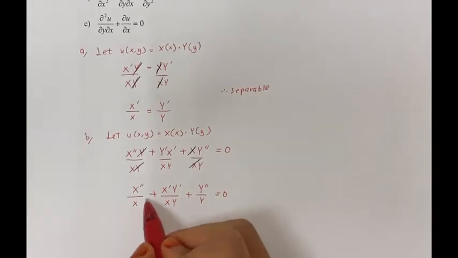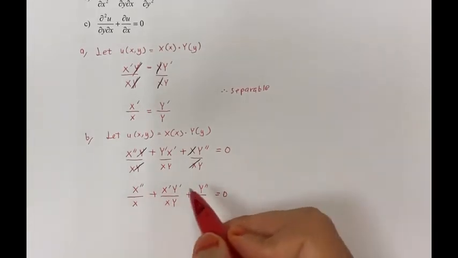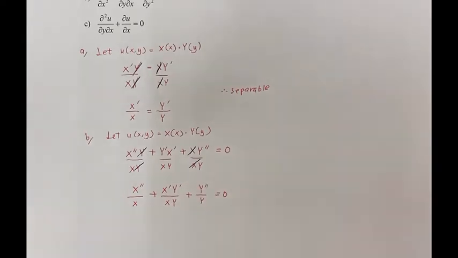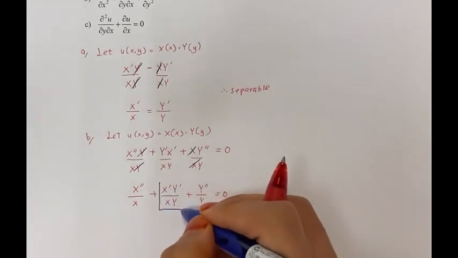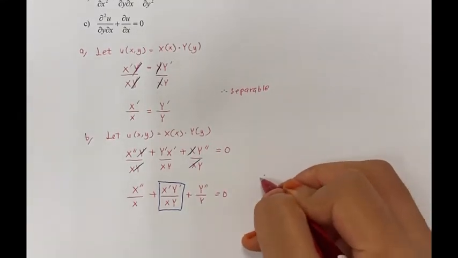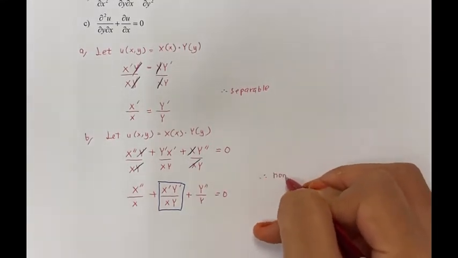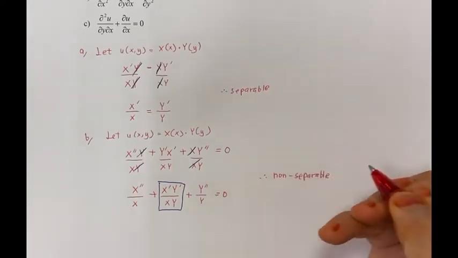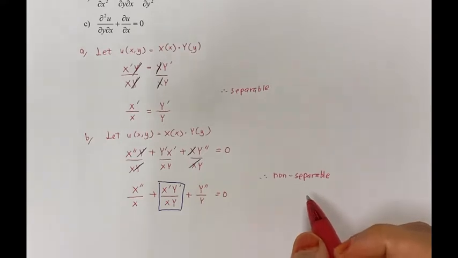Since there is no y here, it is separable. You don't have any x here, it is separable. But for this term, you have both x and y. So you have to conclude that this is a non-separable PDE. And if it is non-separable, you cannot use the method of separation of variables to solve this.